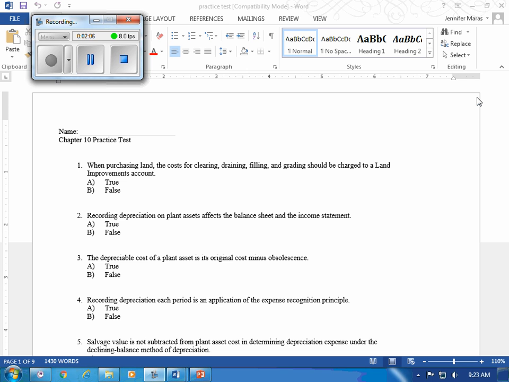Number 4 is false. Depreciable cost of a plant asset is its cost minus its what? Salvage value, instead of having it become obsolete. Number 4 is true. Number 5 is true. Why is depreciable cost not factored into double declining? What do we use instead? The cost, and then you'll have a book value at the end that transfers down to the next year.